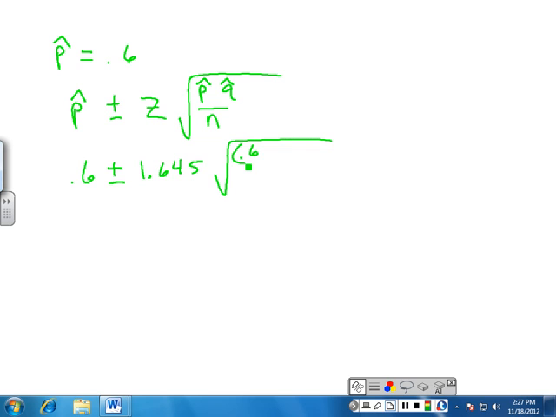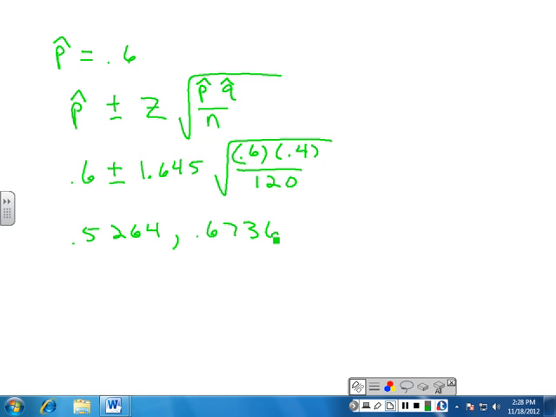Now, there is no specific hypothesis that we have to test with a confidence interval, so we'll use the p hat. Remember, in the hypothesis testing, we used the 0.5 and 0.5. For the confidence interval, use the p hat. Yay, I got the 120 right. And that comes out to be 0.5264 to 0.6736.